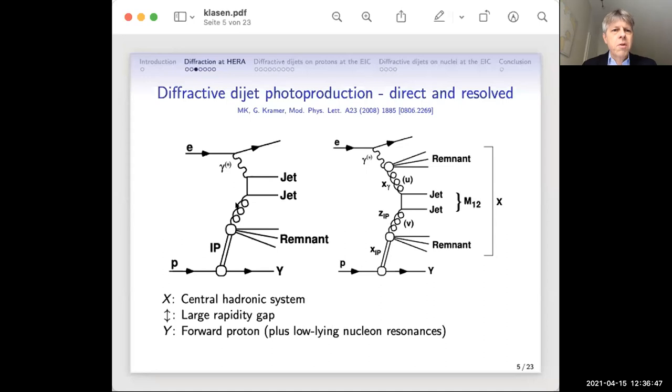I will just show you the result of the H1 fits, which are still the most frequently used diffractive PDFs, 2006 fits A and B, which differ in particular in the gluon at large momentum fraction in the Pomeron. So here the blue one is A and the lines are fit B. And these are the PDFs that we have also used in our study.